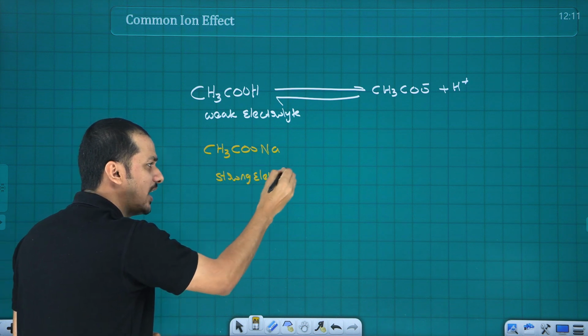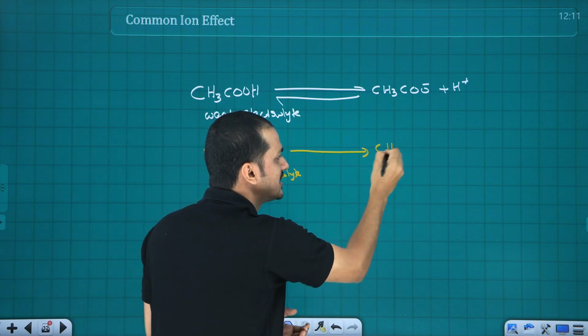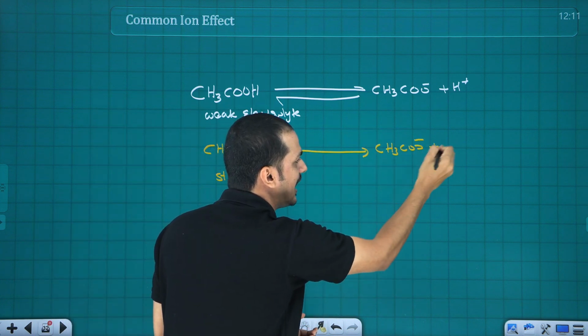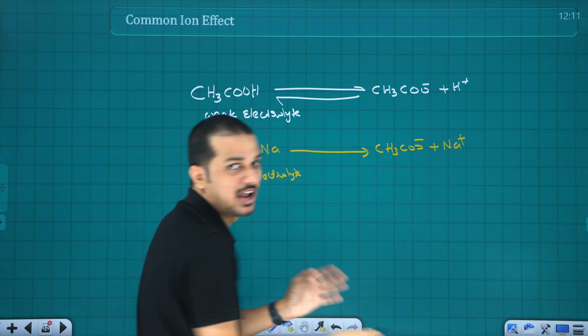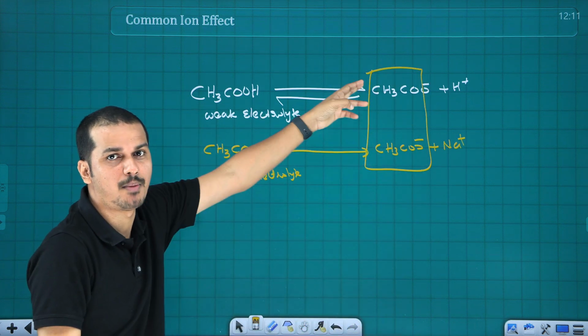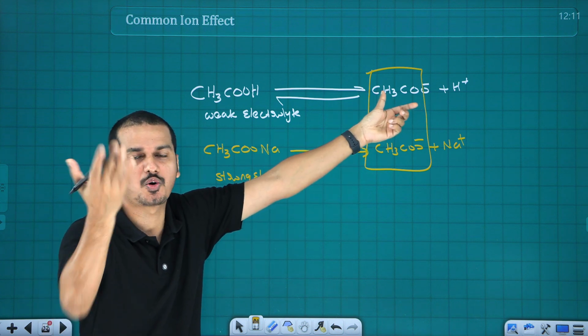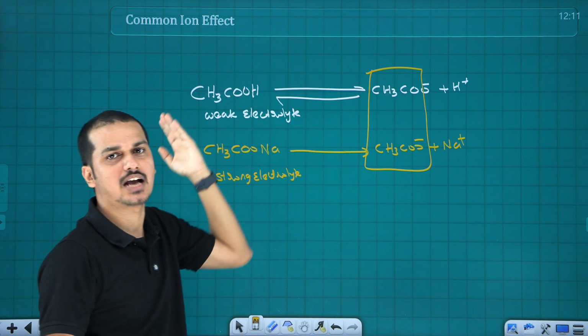This strong electrolyte will completely dissociate into CH3COO minus and Na plus. Now what will happen? There is a common ion. So CH3COO minus is the common ion. The concentration of CH3COO minus will increase. According to Le Chatelier's principle, the backward reaction will take place.